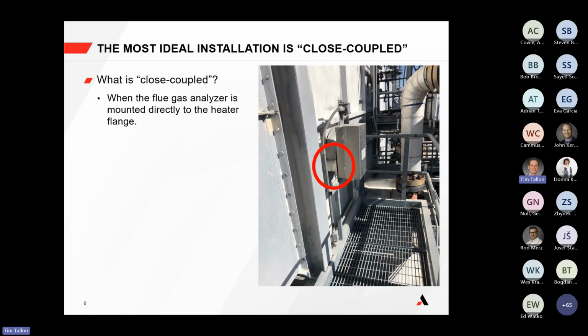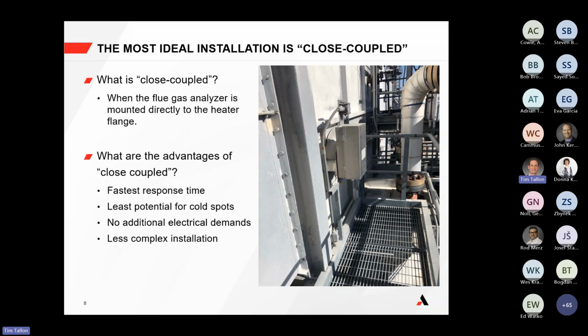The reason why we recommend this way is because it has the advantages of having the fastest response time. There's no additional lengths, there's no additional disruptions between the process and the flue gas analyzer. Beyond that, there's less potential for cold spots, because the only place for a cold spot would be at the process flange, and if the heater's hot and or you insulate the flange, you reduce that risk of cold spots significantly. There's also the fact that there's no additional electrical demands. There's no other power other than the power to the analyzer itself. As you can see here, it's pretty simple. So it's not very complex. It's a pretty simple installation.